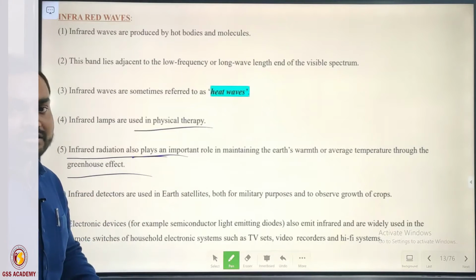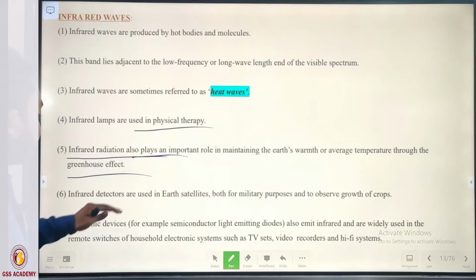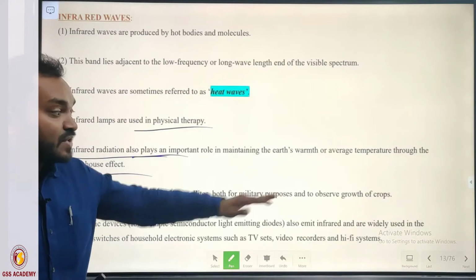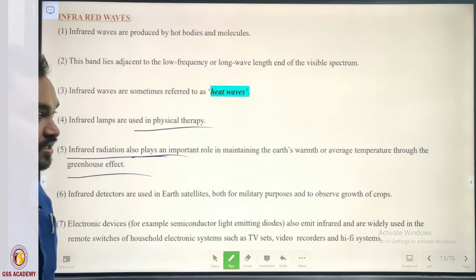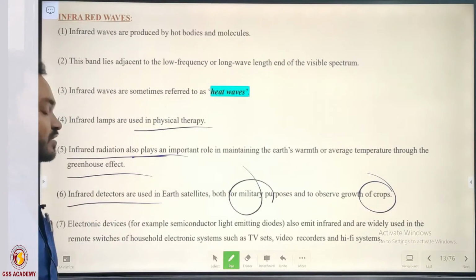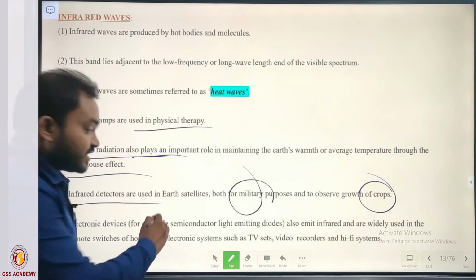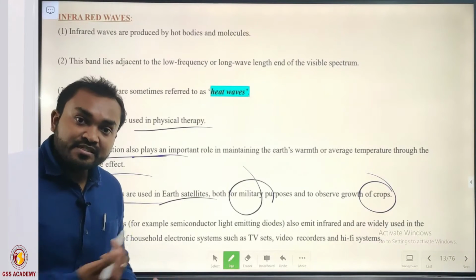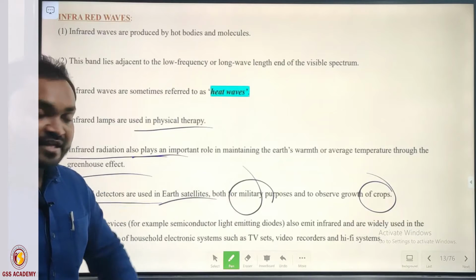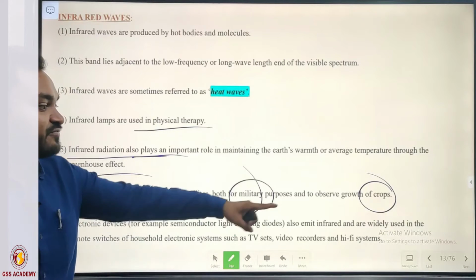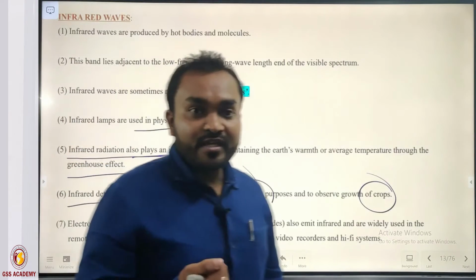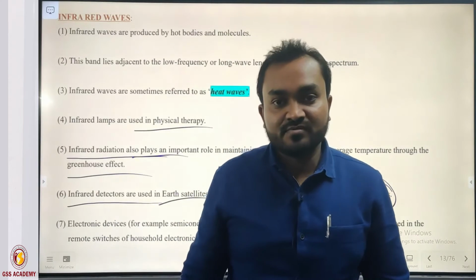So infrared detector, 6th point: infrared detectors are used in Earth satellites, both for military purposes and to observe the growth of crops. So growth of crops also, and also for military purposes, this infrared detector is used in Earth satellites. Then electronic devices, for example semiconductor light emitting diodes, also emit infrared and are widely used in the remote switches of household electronic systems. So the remote of your TV also uses infrared technology, understand?